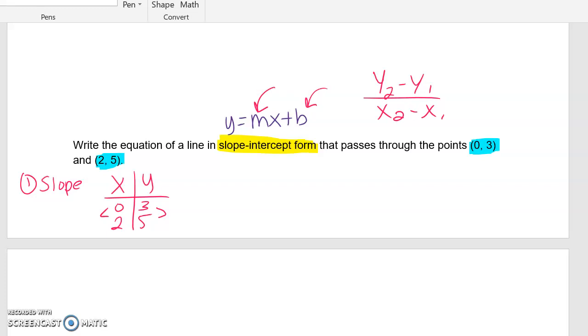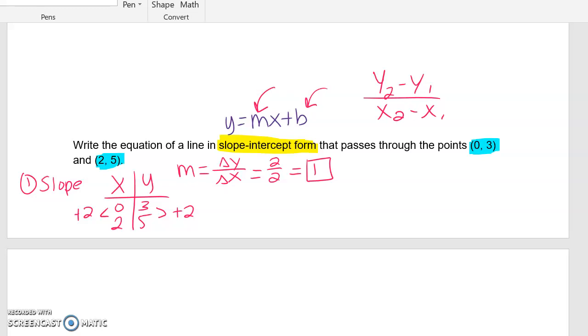All right, so my change in y is plus 2. My change in x is also plus 2. So my slope, change in y over change in x, is 2 over 2, which gives me 1. All right, so I have the first part that I need. Okay, I have my m. Now I need to find my b.